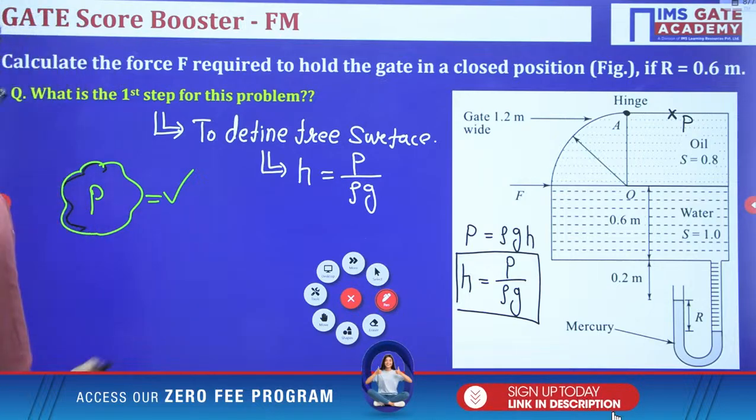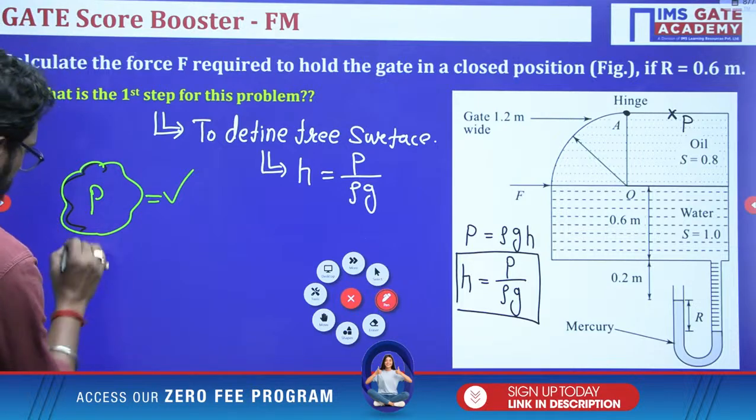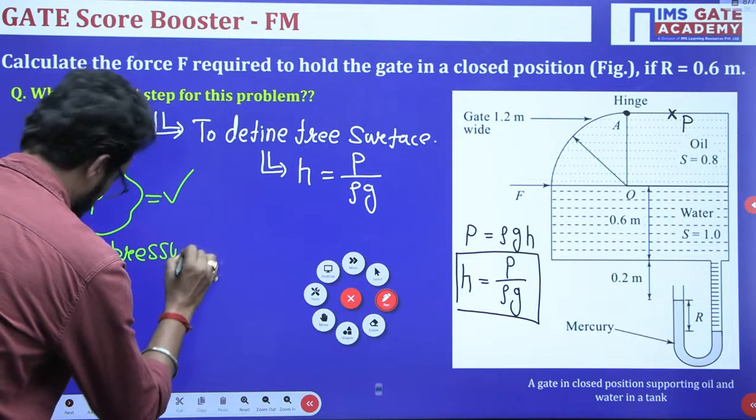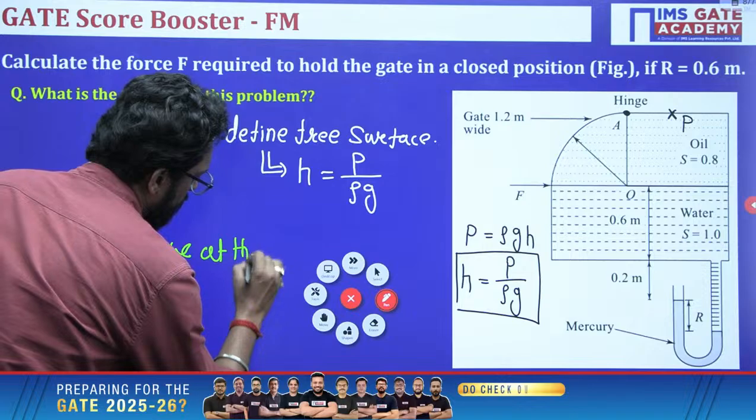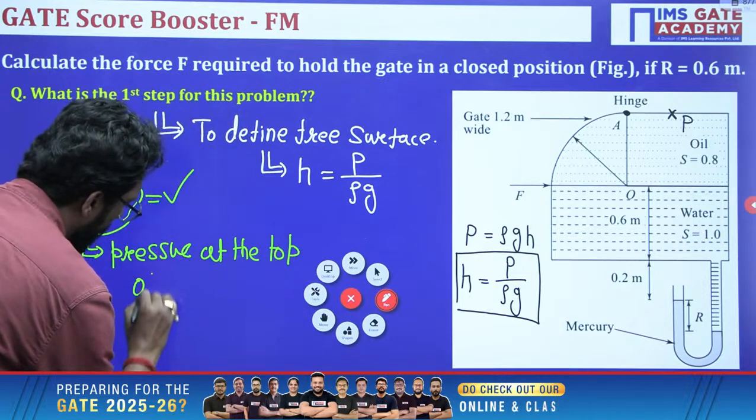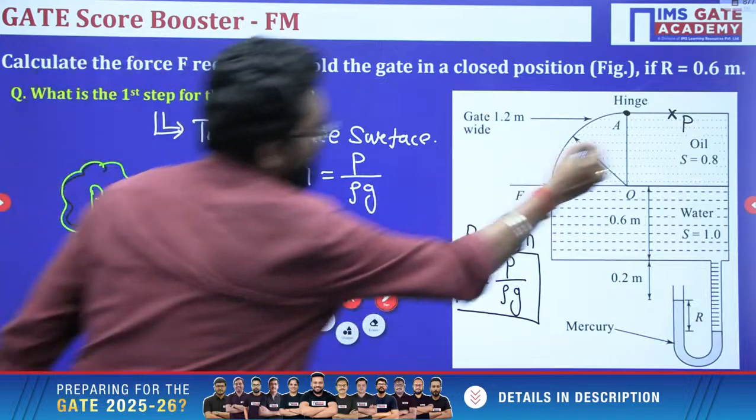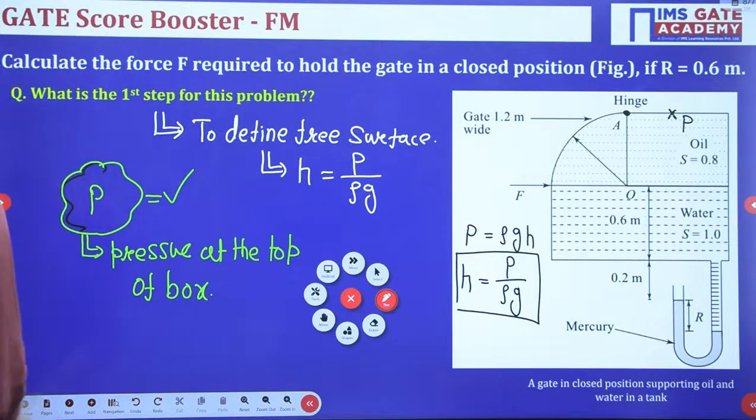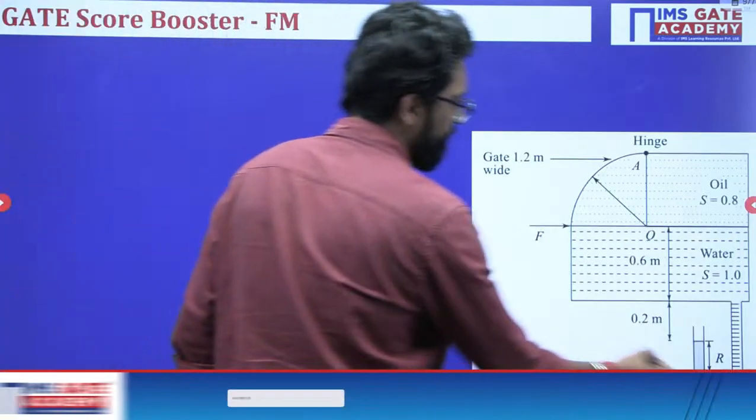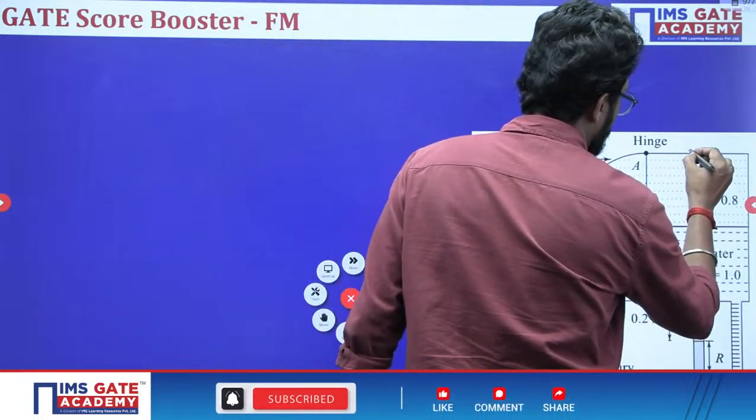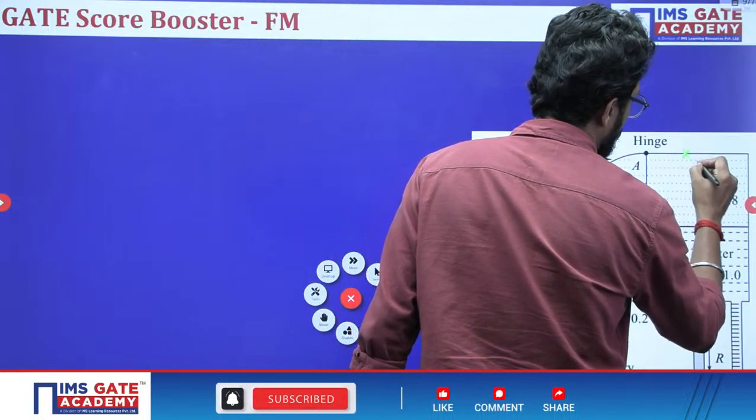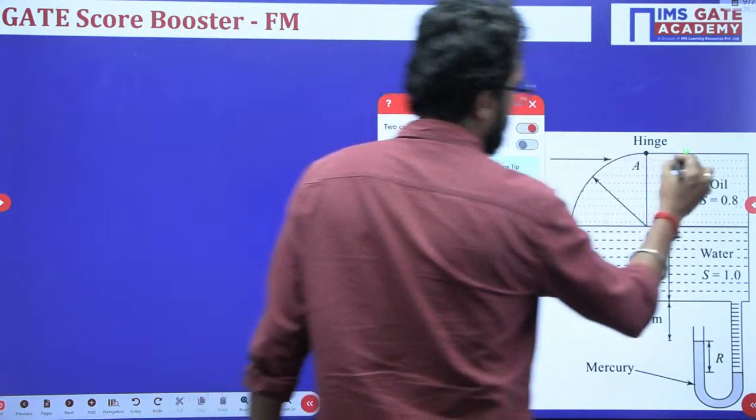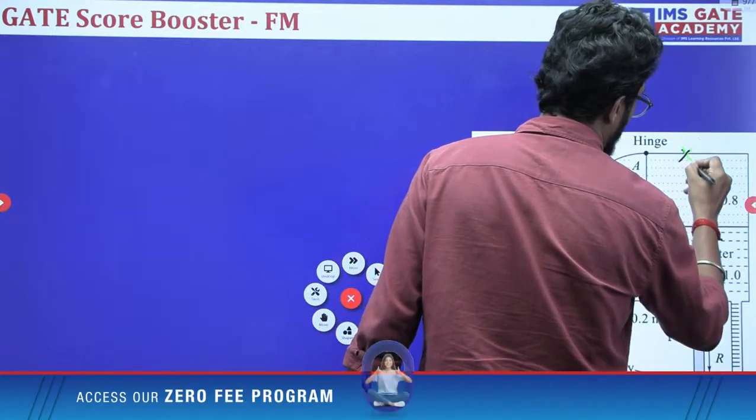You have to find the pressure at the top of the box. How to find it? Apply the manometric equation. Just apply the manometric equation, my dear. Here, what is the pressure? Here the pressure, let's suppose, is P. At this point, pressure is P.